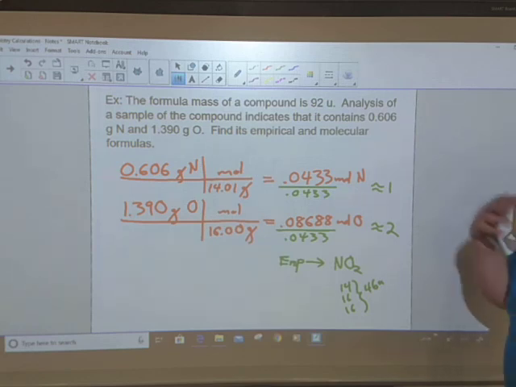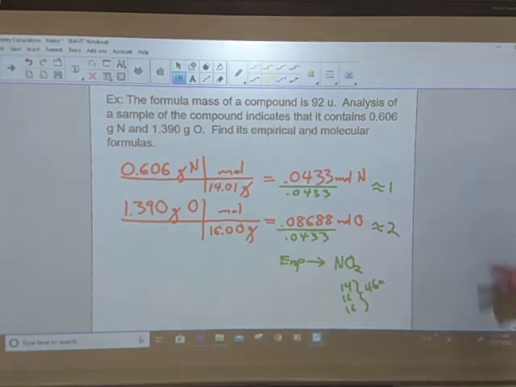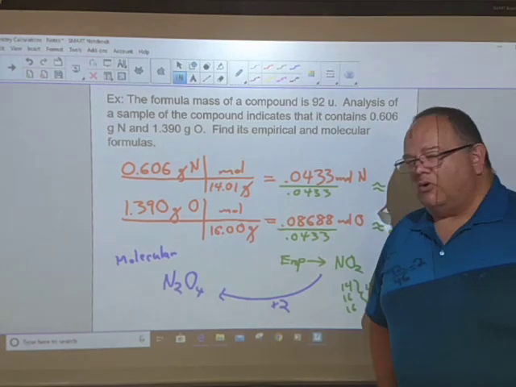And you might be able to just do some mental math and say, well, how many times does 46 go into 92? If you can't do the mental math, then take a calculator. What it ends up being is a 2. So our molecule is twice as big as this. So our molecule is N2O4.